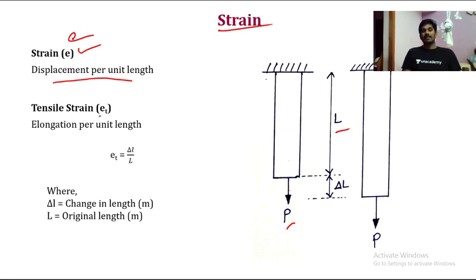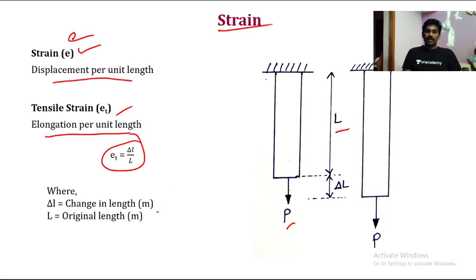So tensile strain means that due to the load, the material tends to expand or elongate. So tensile load will create a tensile stress. Same way, tensile load will create a tensile strain, because due to the tensile load only, the fibers tend to elongate, right? So the elongation per unit length is called tensile strain, which is represented as E suffix T. So the formula is change in length by L.